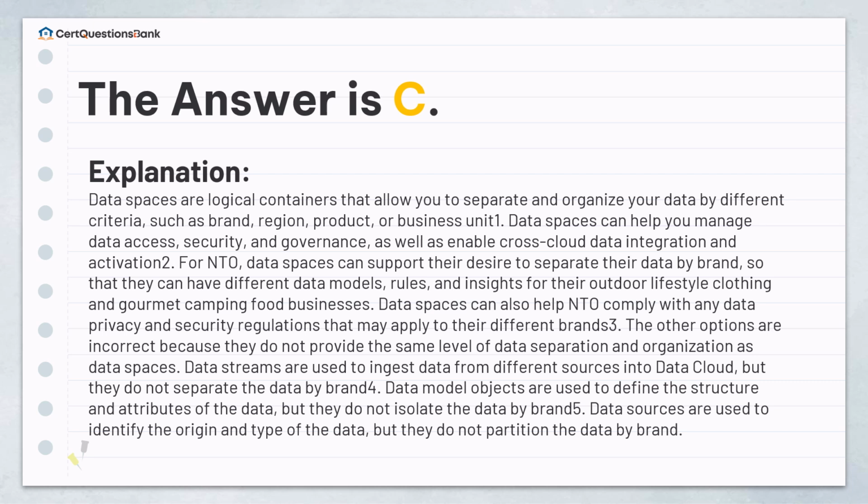The other options are incorrect because they do not provide the same level of data separation and organization as data spaces. Data streams are used to ingest data from different sources into Data Cloud, but they do not separate the data by brand. Data model objects are used to define the structure and attributes of the data, but they do not isolate the data by brand. Data sources are used to identify the origin and type of the data, but they do not partition the data by brand.